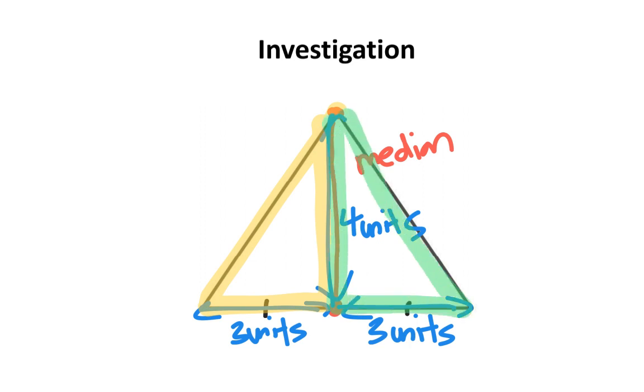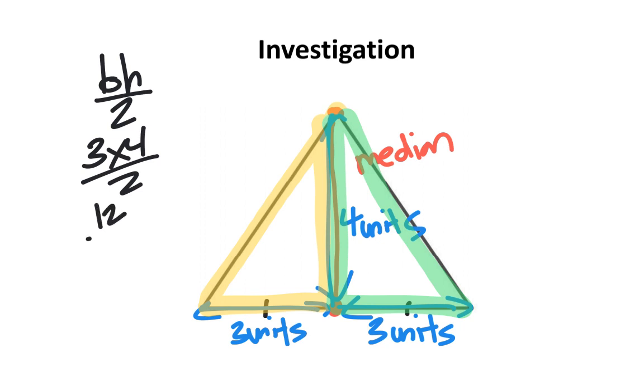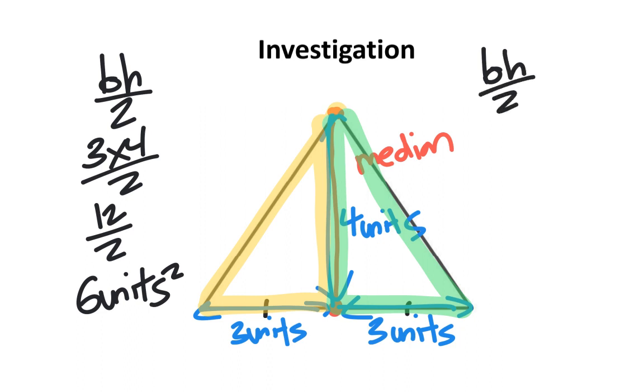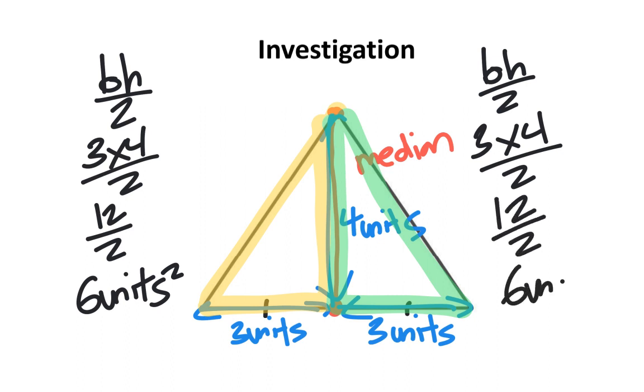Where you will see. I'm going to start by determining the area of the yellow triangle. Area of a triangle is base times height divided by 2. So 3 times 4 divided by 2, that simplifies to 12 over 2, which becomes 6 units squared. Well, you can do the exact same thing with the green triangle. So base times height over 2, which is the same thing. 3 times 4 divided by 2, which simplifies to 12 over 2, which becomes 6 units squared. As you can see, the area of these two triangles are exactly the same.